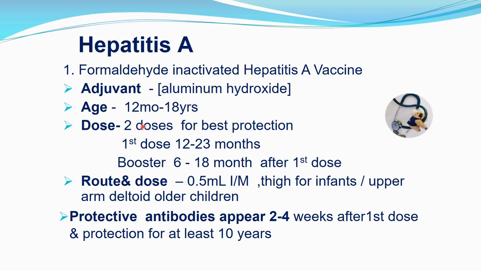The adjuvant in this vaccine is aluminum hydroxide. The age you should be vaccinating is after 1 year, so that is 12 months to 18-year-old children. Dose: 2 doses for best protection. First dose at 12 to 23 months, and then the booster second dose you give 6 to 18 months after the first dose. The dose is 0.5 ml, and the route is intramuscular in the thigh for infants less than 12 months, and then the upper arm deltoid for older children.